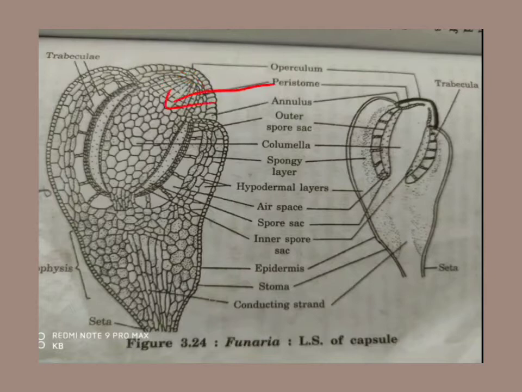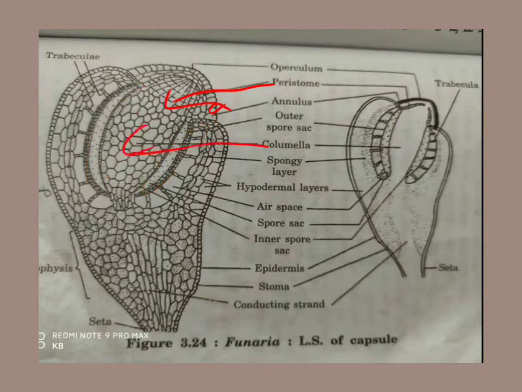meaning after the spores germinate, the peristome helps in their liberation and spread in the environment. At the lower part of the operculum there is a ring-like structure known as the annulus, and the annulus also helps in dispersion of the spores. Then there are the outer spore sac and inner spore sac. This part is the development of the spores. You can see these dot-like structures, these are all spores, and the spore sac develops around them, and the middle part is known as the columella.